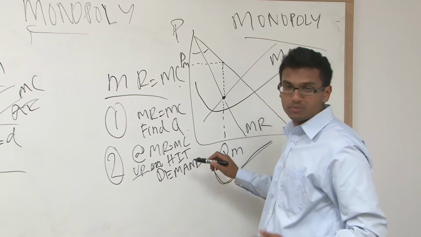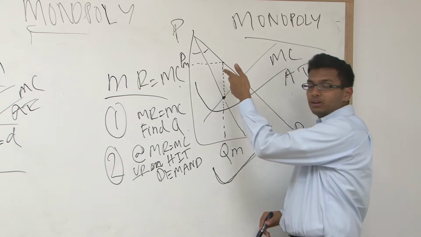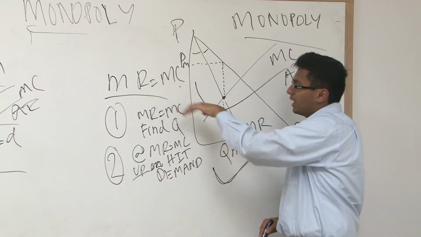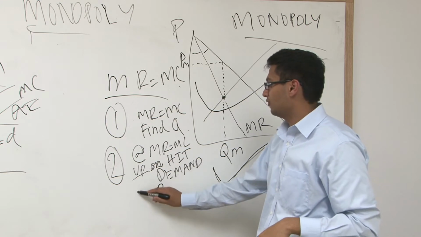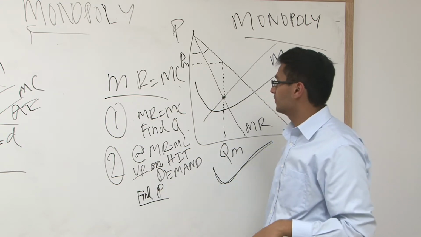And we just did that. I mean, 30 seconds ago, I showed you guys the point. We went up and we hit that point, where we hit the demand graph. We take a left and we hit the price, and that's going to be your price. So find price, find P. So we found P.